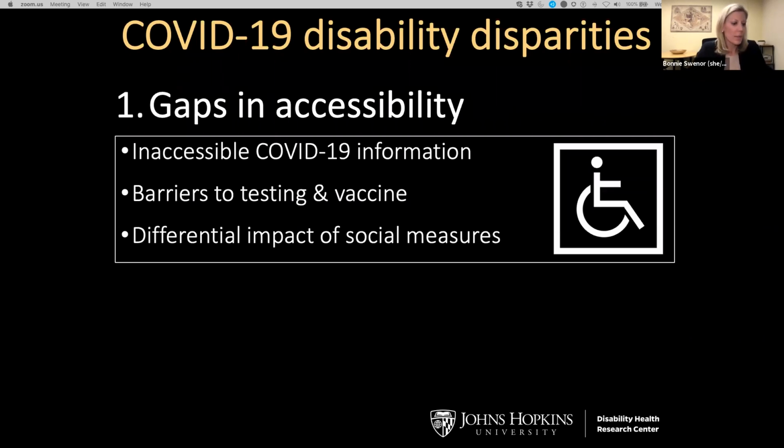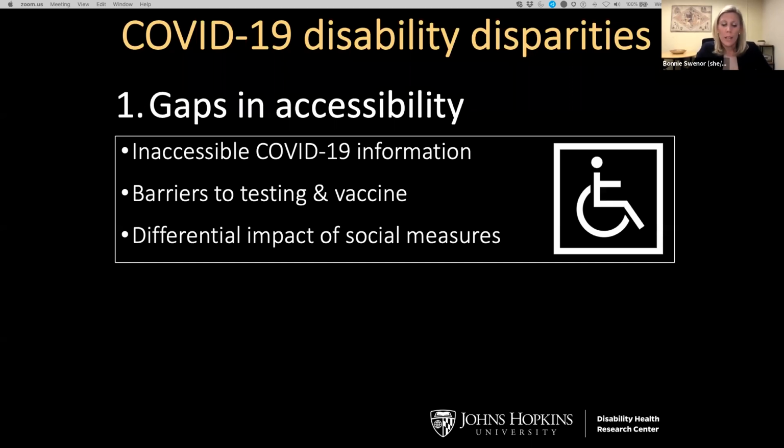We saw that there were gaps in accessibility that still hold today. But even in that early part of the pandemic, it became obvious this was going to be a huge barrier. So there's inaccessible COVID-19 information. This goes from information on websites that can be inaccessible for not just people with vision impairments and who are blind, but also people with cognitive and executive functioning disabilities that may need plain language summaries.